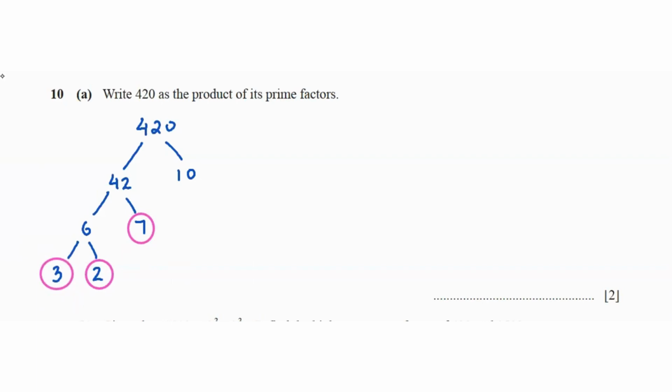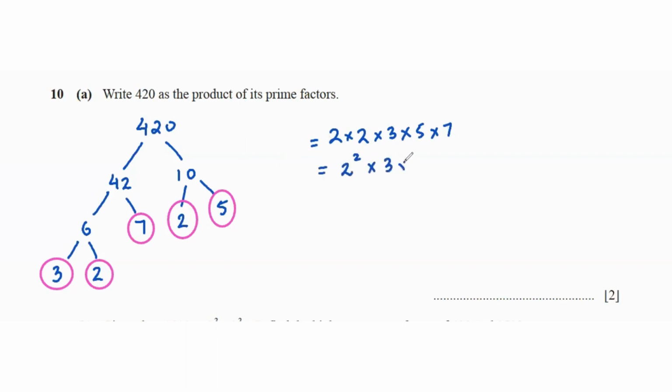Then over here, when we split 10, we had 2 and 5. 2 and 5 are also prime numbers, so we can't further break them down. So as you can see, we have these prime factors. Now, if you write them as a product, that's going to be 2 times 2 times 3 times 5 times 7, which can be rewritten as 2 square times 3 times 5 times 7.